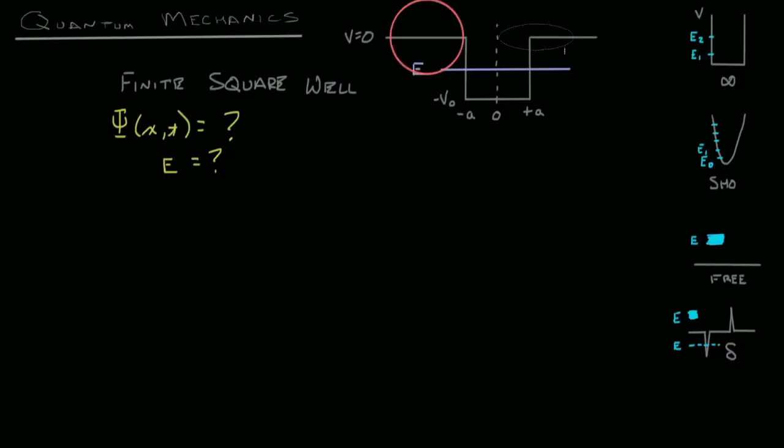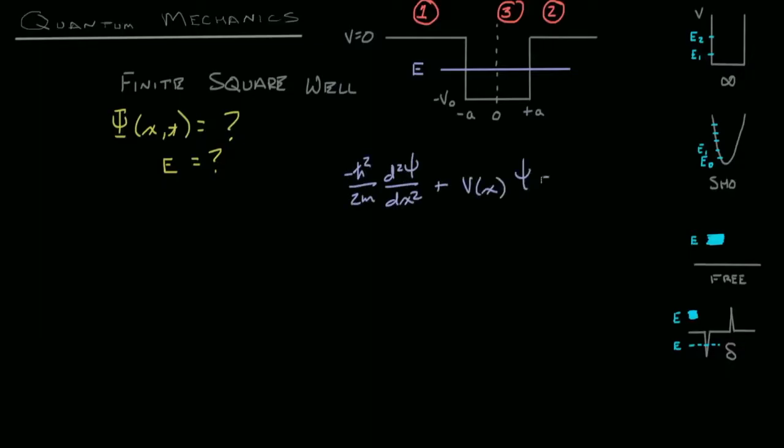And to identify the form of the wave equation, we'll take the same basic approach where we'll look at, say, region 1, region 2, where E is less than V, and region 3 separately where E is greater than V. Let's clean that up and write down Schrodinger's equation and get started.